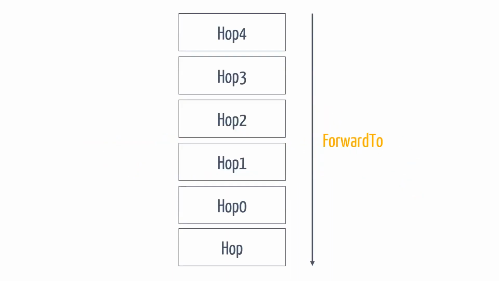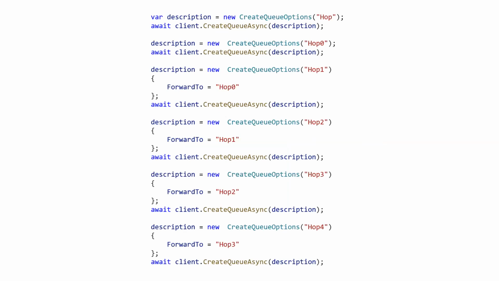We have multiple hops. We have hop 4 to hop 0 and a hop. And we can then use a forwarding chain to make sure that messages ripple through this hierarchy. We do that super simply by creating the queues, and we set the forward to the next queue in the chain. So here's the code.